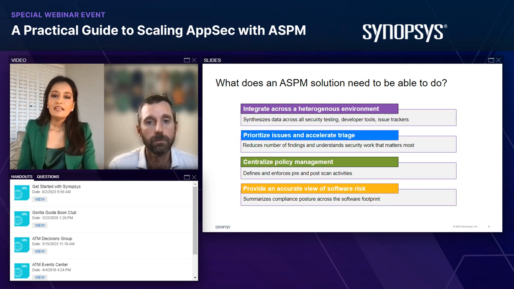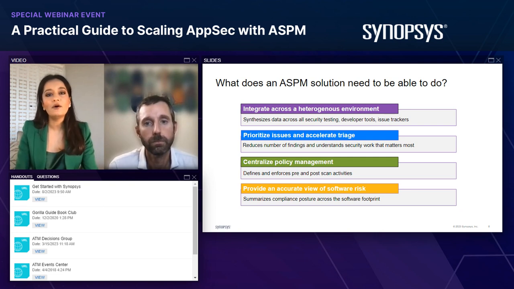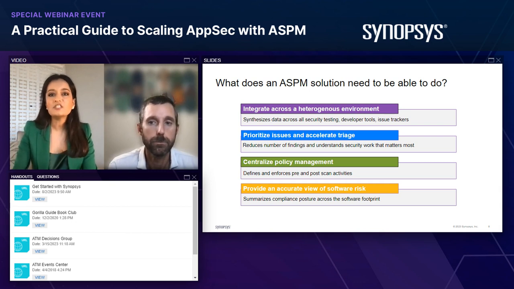The first is that you have to have an ASPM solution that can integrate with every tool that you use across your environment, not just when we talk about testing, but really all of what your developers interact with every day. A very key part of what makes ASPM successful is that security is meeting development where they are, meshing that security experience with the developer experience and keeping pace with that. One of the fundamental parts of it is being able to integrate across a heterogeneous development environment.